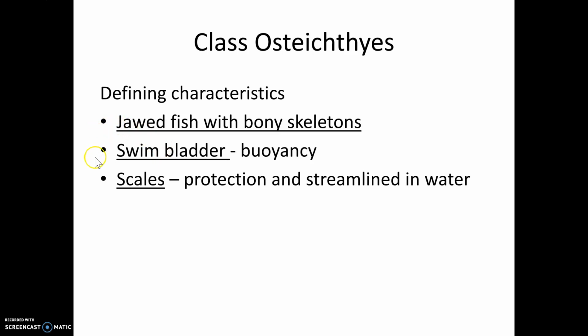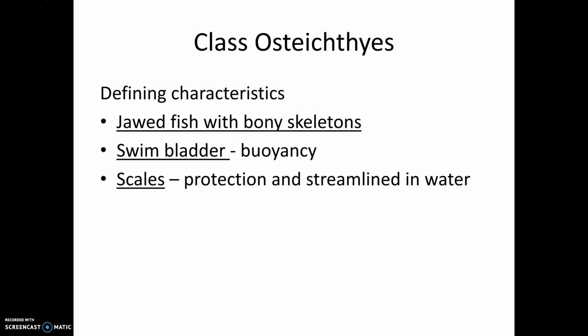They also are going to have a swim bladder, and this is going to help with buoyancy. So remember that cartilage skeleton was really important to keep those fish light. And here, since bones are slightly heavier than cartilage, the swim bladder is going to help with these fish's buoyancy. And then finally, our last defining characteristic is going to be scales. All fish in this class are going to have scales used for protection and streamlining in the water.